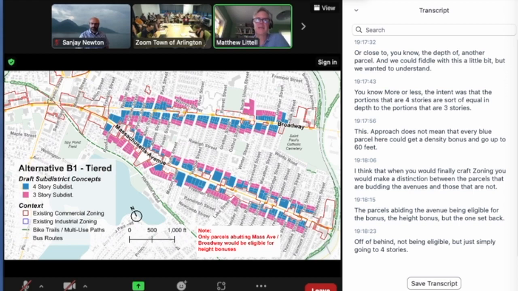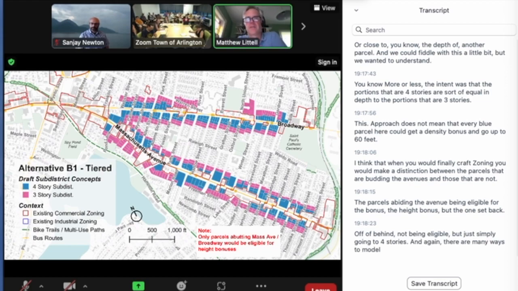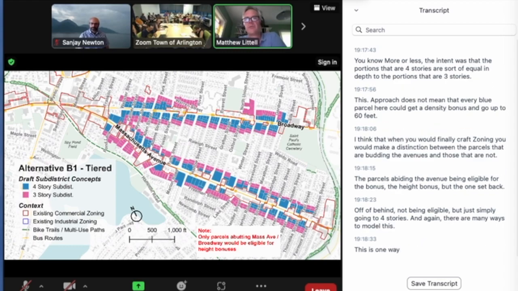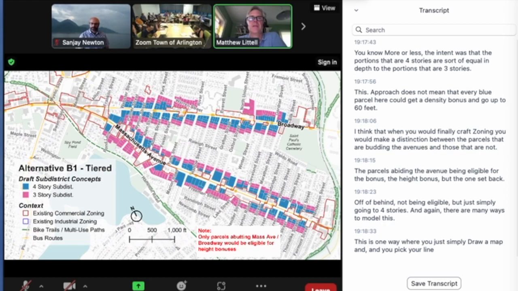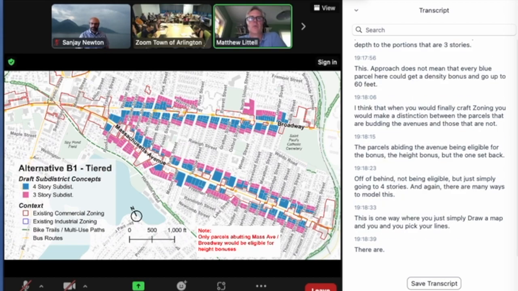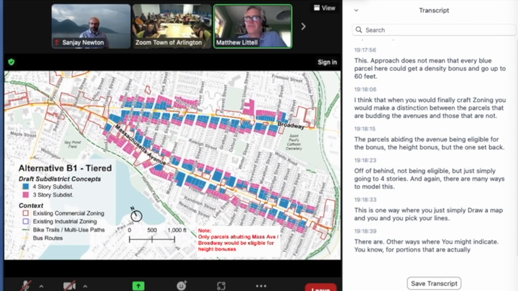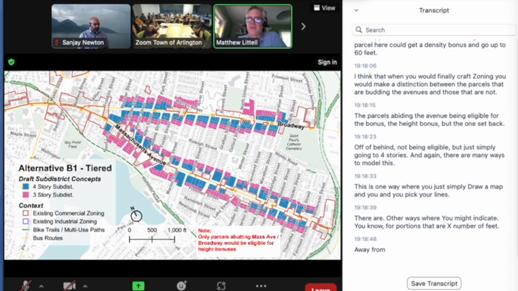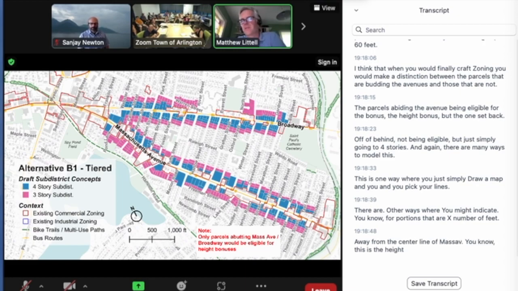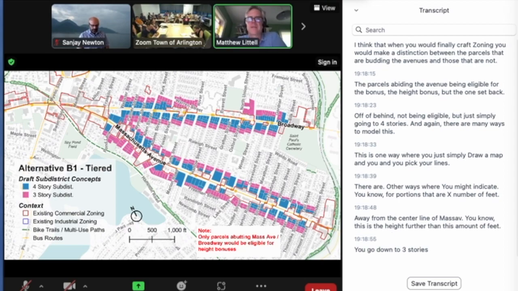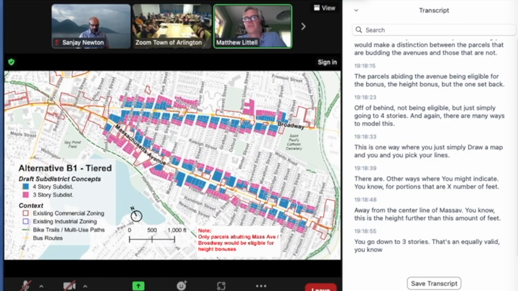And again, there are many ways to model this. This is one way where you just draw a map and you pick your lines. There are other ways where you might indicate, for portions that are X number of feet away from the center line of Mass Ave, this is the height. Further than this amount of feet, you go down to 3 stories. That's an equally valid approach.